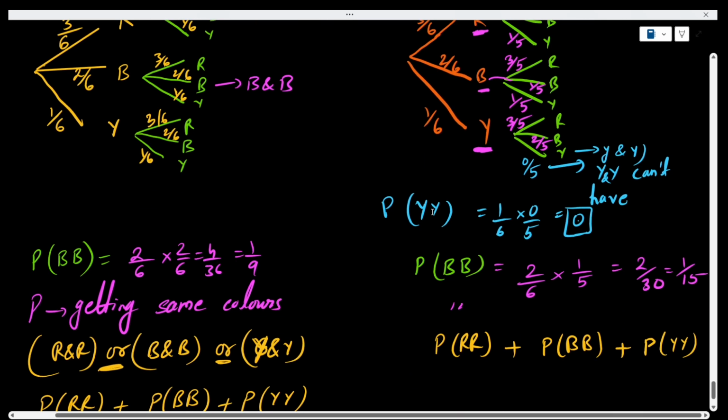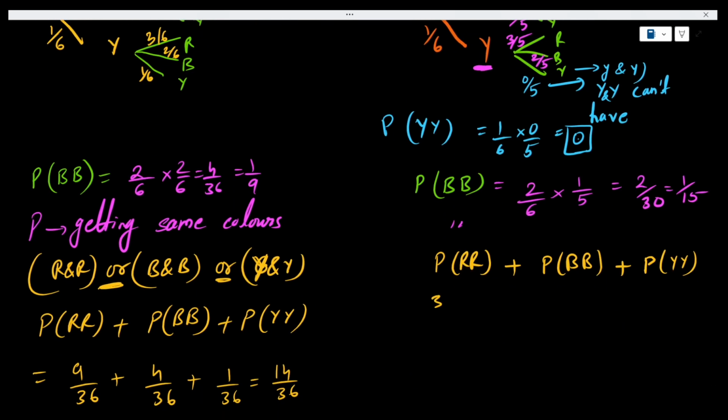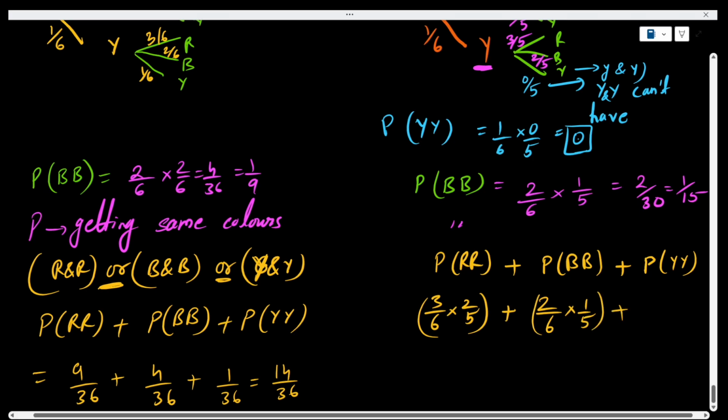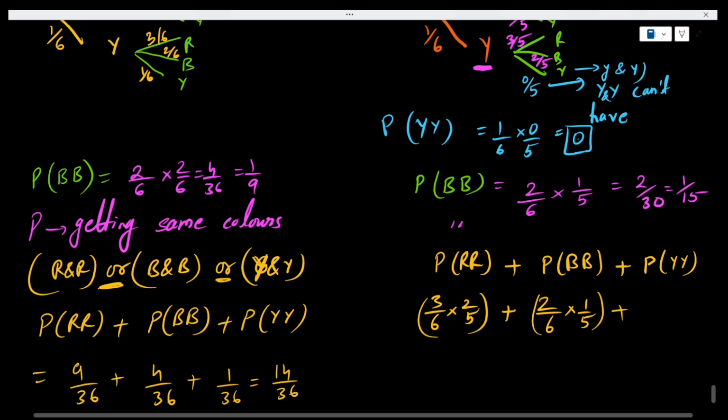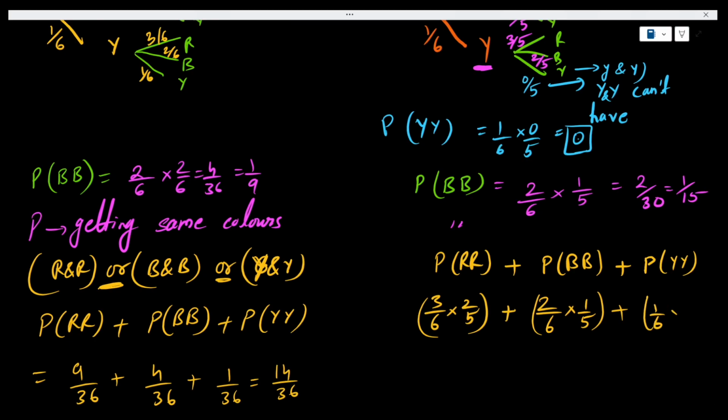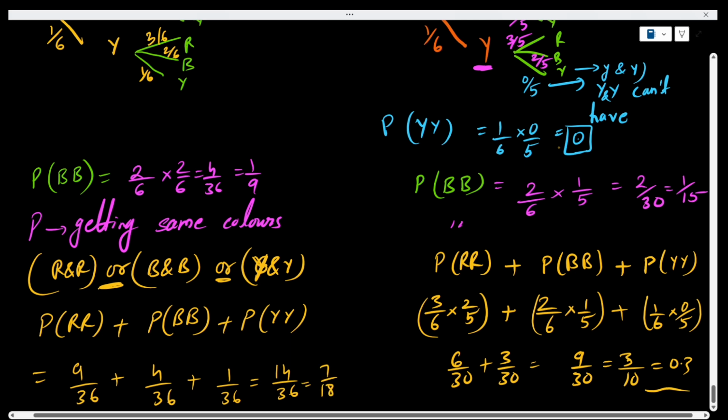Now it is 3 by 6 times 2 by 5, right? Plus blue we have already calculated as 2 by 6 times 1 by 5, which is 2 by 30, plus now you will see yellow cannot happen, so 1 by 6 into 0 by 5, or you can skip this step, either you write down 0 by 5 or you can skip. So it's 6 by 30 plus 2 by 30, which is 8 by 30, and the simplest form will be 0.3. Here also you can get it as 7 by 18, and you can get the decimal value.